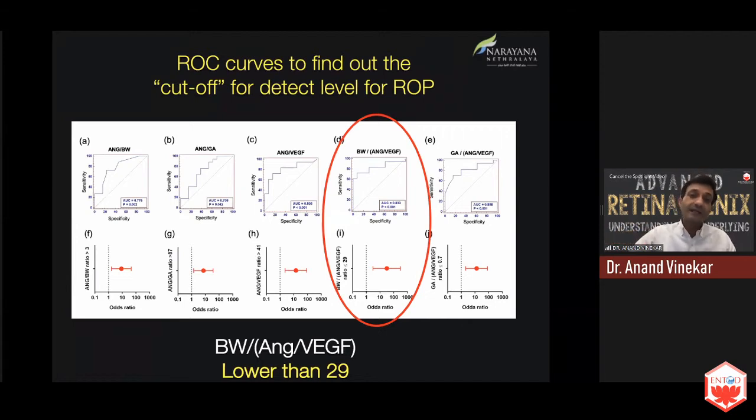So the largest area under the curve came from that ratio, which is mentioned as D, which is birth weight divided by angiogenin divided by VEGF. So the denominator is a ratio itself, angiogenin divided by VEGF, and the numerator is birth weight. And we came up with this number of 29. A number lower than 29 was probably going to predict that these babies are going to develop ROP later.